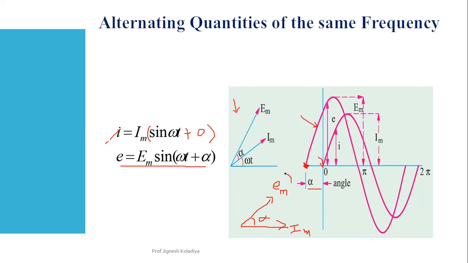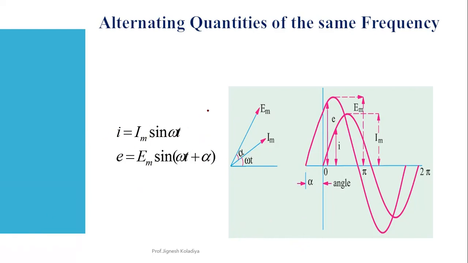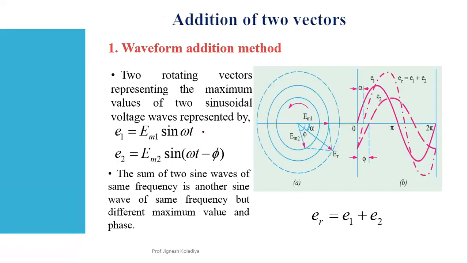Now in the anti-clockwise direction, if it is rotating with constant velocity, who is leading now? Every time Em is leading with respect to current. Now if two or multiple vectors are given, then it is required to add those vectors in order to find one equivalent, right?